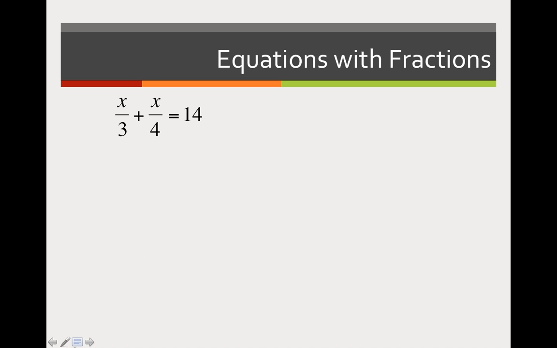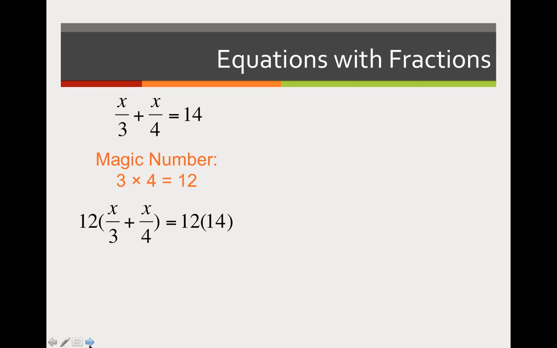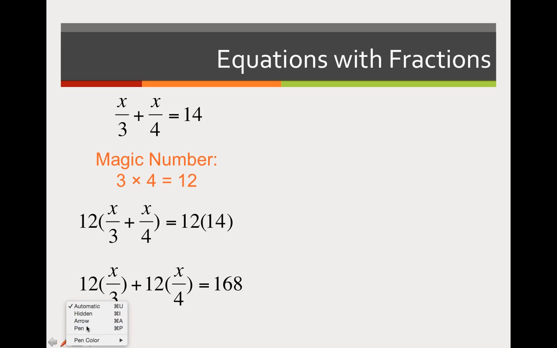Okay, we have another fraction equation. What we're going to do is find the LCD. In this case, it'll be 12, because 3 times 4 is 12. And then we're going to multiply everything by 12. And once again, we can cross cancel our way through this. 12 divided by 3 is 4. And 12 divided by 4 is 3.